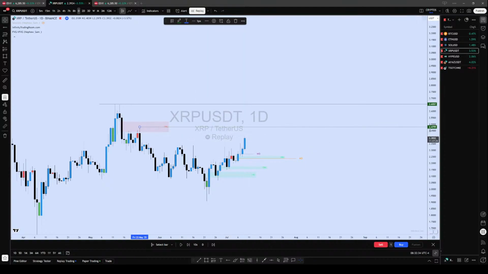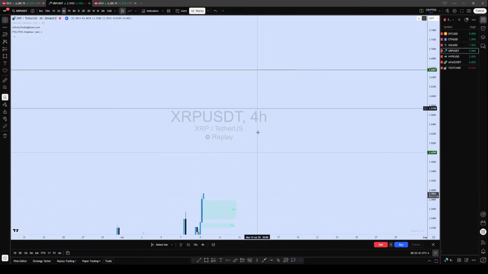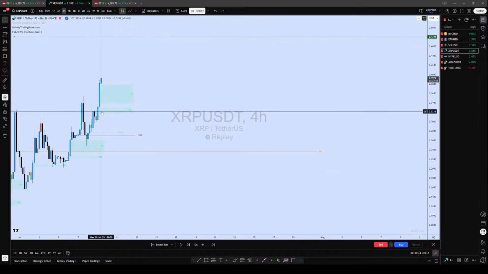So 2.4800, that's the next drawn liquidity on the H4. If we pull back, maybe somewhere here, you wanna look for a buy. Now it's too late. If you didn't buy yesterday, it's too late.